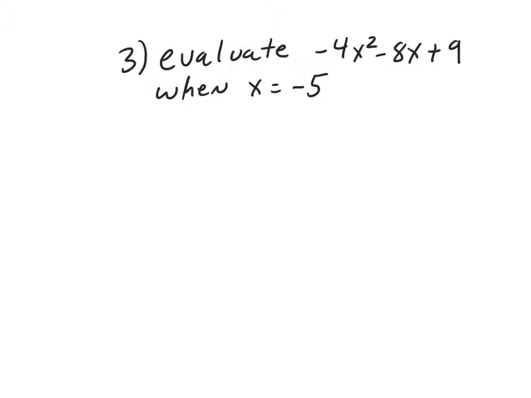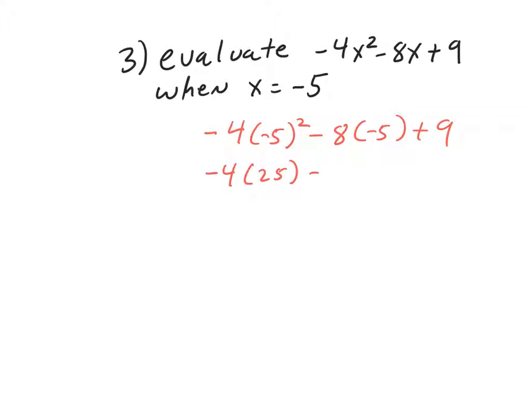Number 3 says evaluate negative 4x squared minus 8x plus 9 when x is equal to negative 5. So we'll just substitute a negative 5 for x every place we see it. So we'll get negative 4 times negative 5 squared minus 8 times negative 5 plus 9. Okay, exponents first. Negative 5 squared is 25. And then just copy the rest of it.